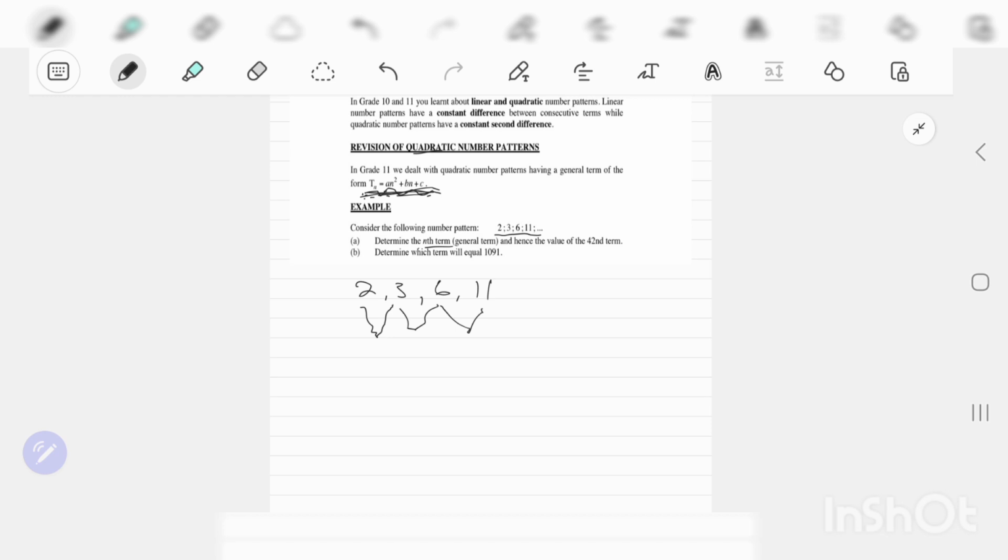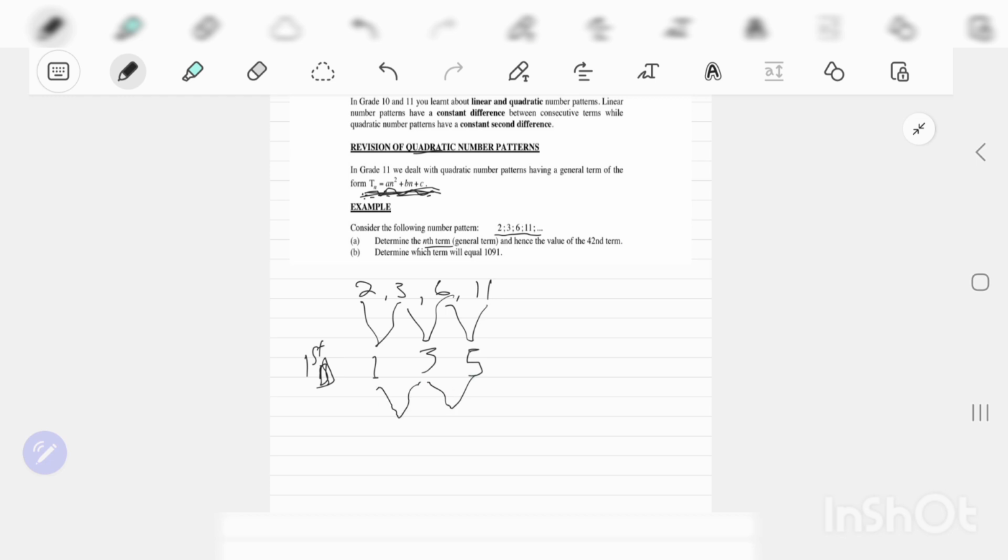Arithmetic. You do the same thing, people. Let me write it better. It's 3 minus 2 is 1. 6 minus 3 is 3. 11 minus 6 is 5. Remember, this represents the first difference. And then you do the same thing for the second difference, people.